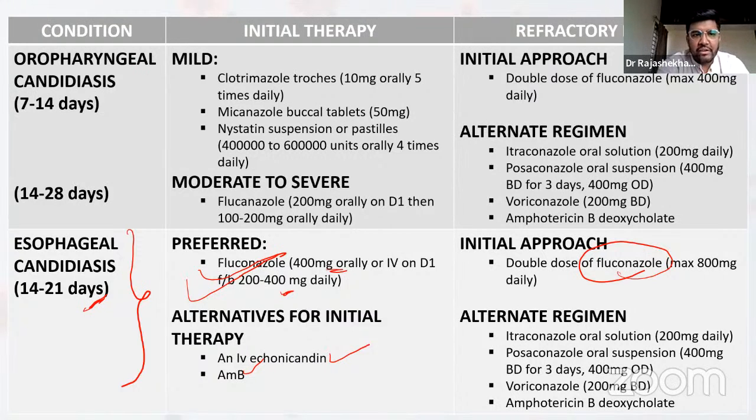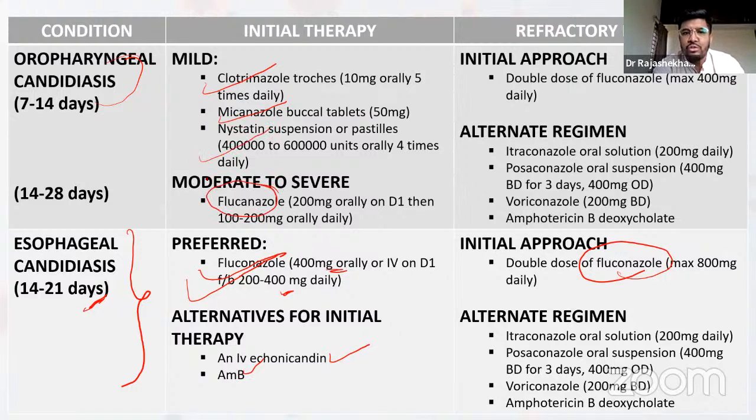If you are dealing with oropharyngeal candidiasis, there are a lot of options available. You can use clotrimazole troches, or a miconazole buccal tablet. These are very common practice nowadays. They have to apply this miconazole on the buccal mucosa, where it remains adherent for some time. So these are very good drugs available nowadays.